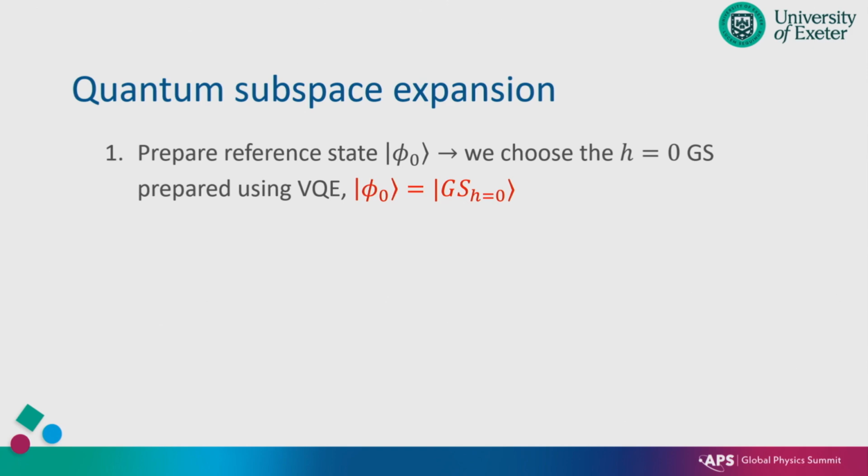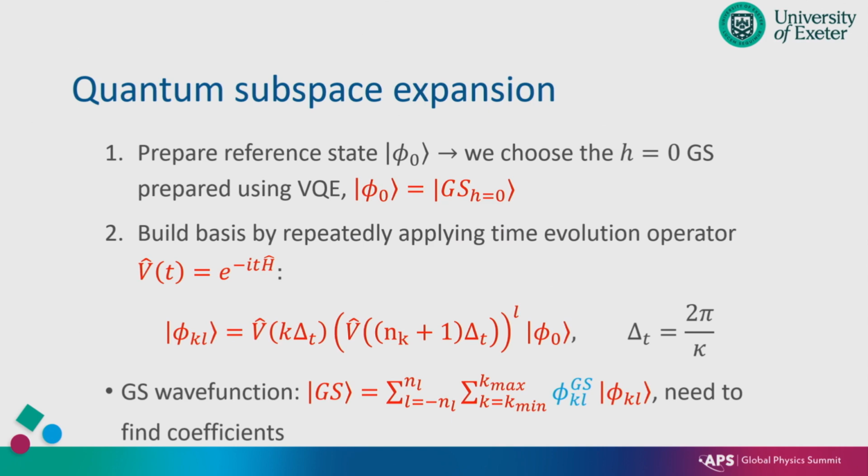And what you have is this reference state that you can choose as your ground state that you've already prepared with VQE, because you know that this reference state needs to have a high overlap with your full ground state, so it's a good choice to choose the non-magnetic field ground state as your reference. And then you basically build up this basis by applying time evolution on your initial reference state. So you choose a particular time step, which can be defined based on your spectral width, kappa, and then you apply these time steps with a different number of layers, and this builds up your basis for your ground state. And you know your ground state wave function can be written in this particular way, and you just need to find now the coefficients that will build up your full ground state.